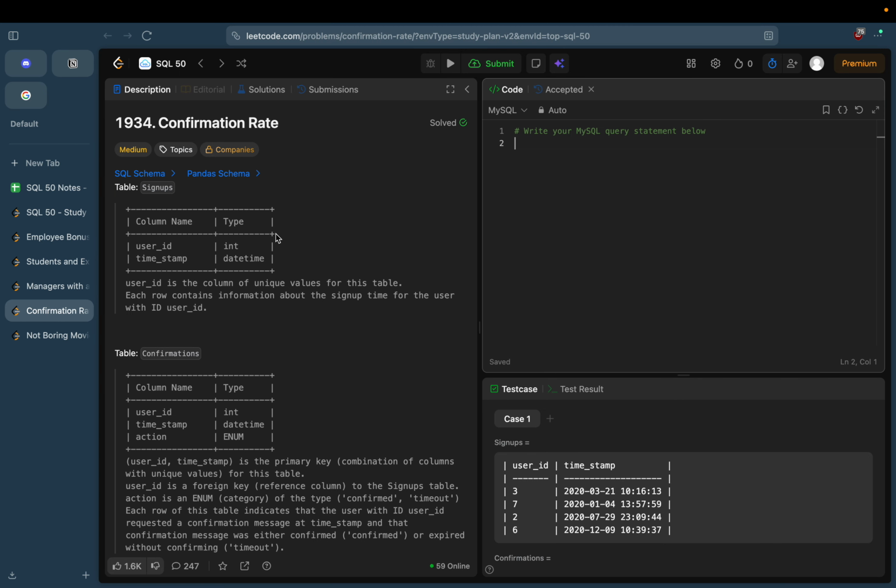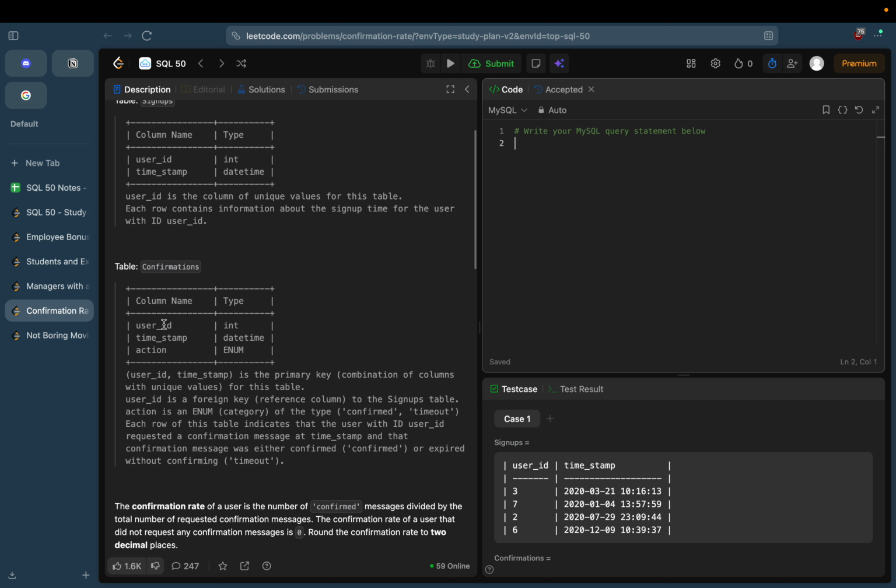Confirmation rate. We have a first table called signups with user ID and timestamp. User ID is the column with unique values for this table. Each row contains information about the sign up time for the user with the ID user ID. Alright, this is information about signups for various users in short. Then we have confirmations with the columns user ID. This is the common column. Oh, timestamp is also common, but okay, let's see. And then we have an action of enum type. User ID and timestamp is the primary key, a combination of columns with unique values for this table. Alright, we can have multiple timestamps for one user. That is what they want to say.